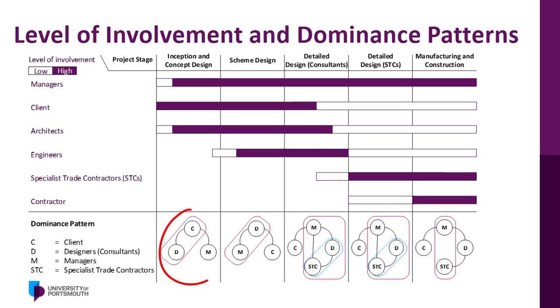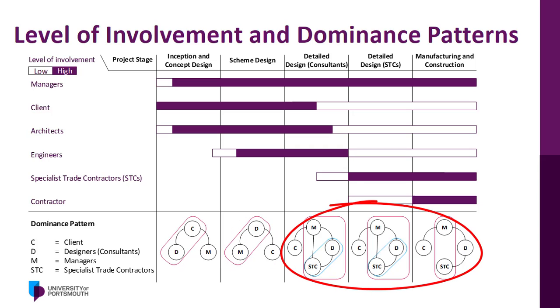At each stage of the project, there is a dominant party. At the inception and concept design stage, the client dominates the process, supported by the architect. The project manager is there in the background facilitating this, but the dialogue is mainly between the client and the architect. This situation changes as the design develops and the designers become the dominating party during the scheme design stage. During the detailed design, manufacturing, and construction stages, the managers dominate the process.